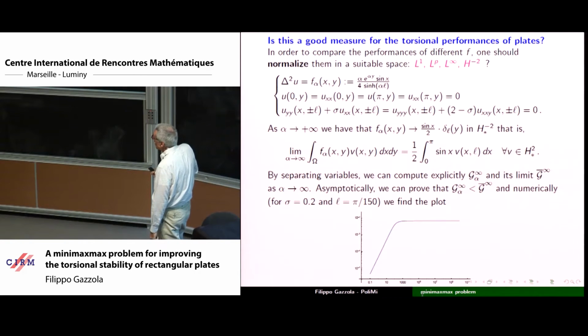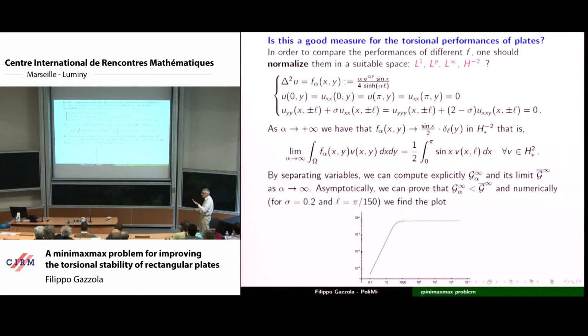Again, we take sigma equals 0.2 and L equal pi over 150. So everything is done by hand except the plot. The plot, we put the function which depends on alpha in Mathematica, and this is what we get. As you see, this is in logarithmic scale. It is strictly increasing. So it means that if you push the load on the upper edge, this is going to increase the gap function. So it seems to be a good measure for the torsional performances.